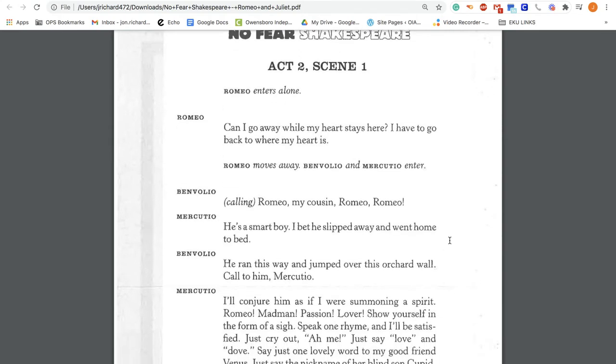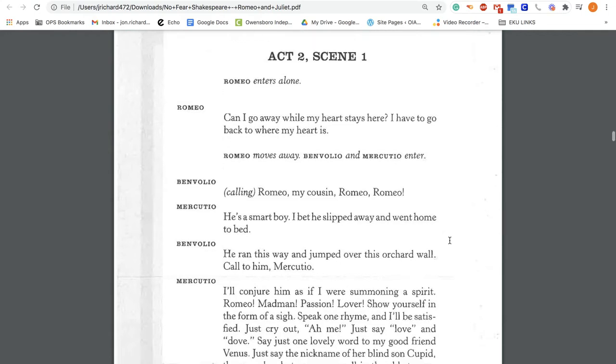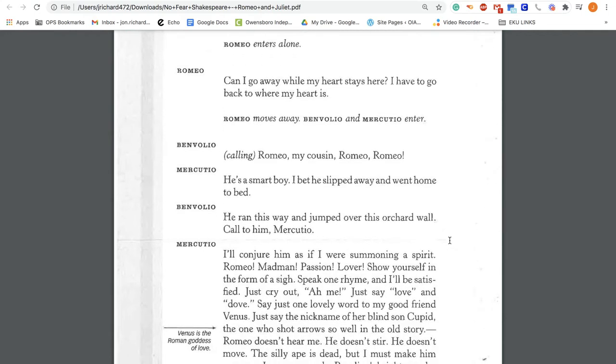So they've left the party and they're walking home, and Romeo enters alone. Can I go away while my heart stays here? I have to go back to where my heart is. And Romeo moves away and goes into the bushes and leaves. And Benvolio and Mercutio enter the street scene and begin to talk.